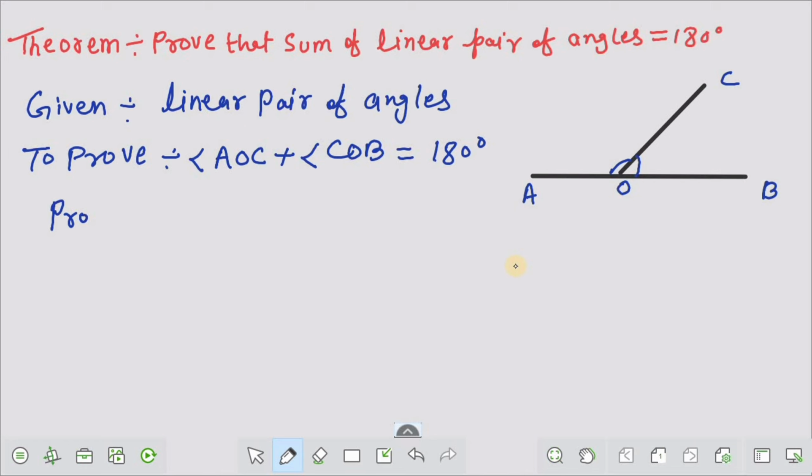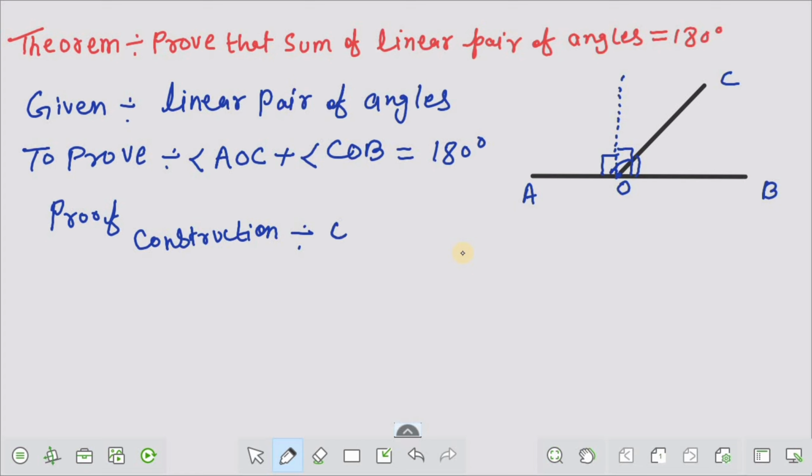Here is the proof. Okay, so first of all we have to construct something here. Construct a perpendicular from here. Let's say we are constructing a perpendicular line. This is the perpendicular line, right? So this angle would be 90 degrees and this angle also would be 90 degrees because this is a perpendicular line. So right, this is the construction, just what you have constructed on the figure.